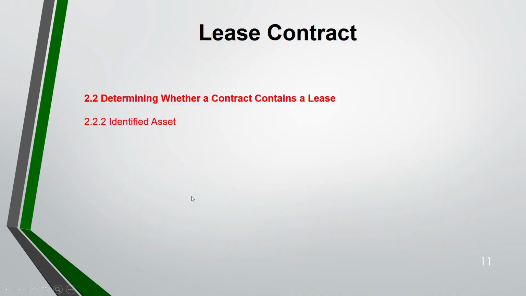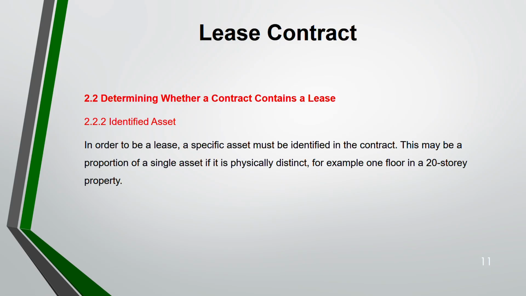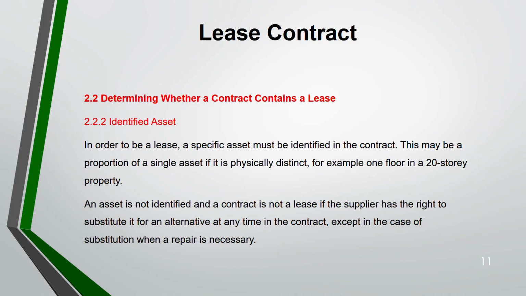Now, identified asset was the second part. In order to be a lease, a specified asset has to be identified in the contract. For example, this may be a proportion of a single asset if it is physically distinct. For example, one floor in a 20-story property. It's an identified asset.